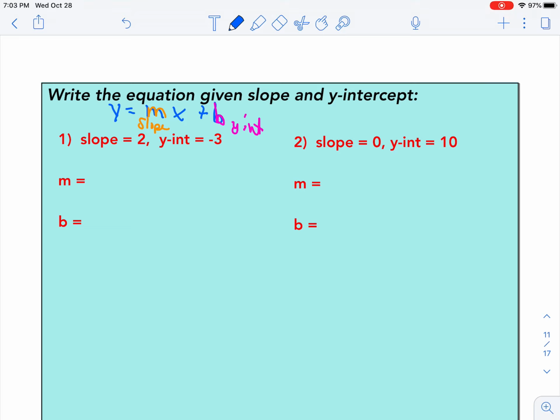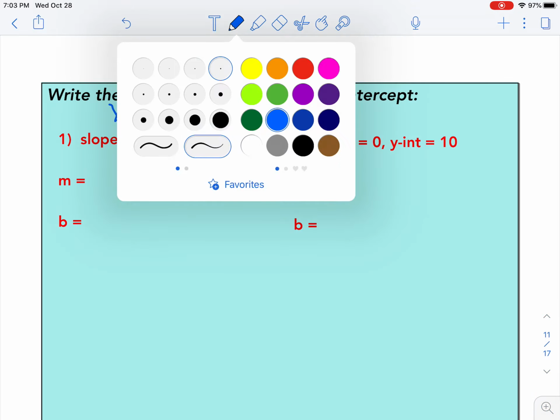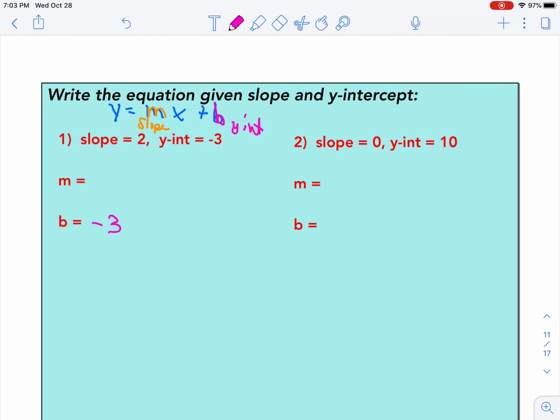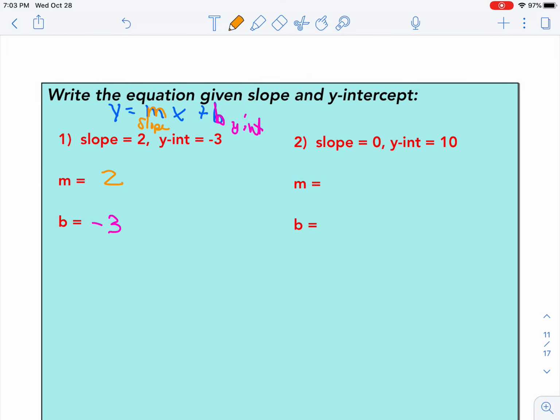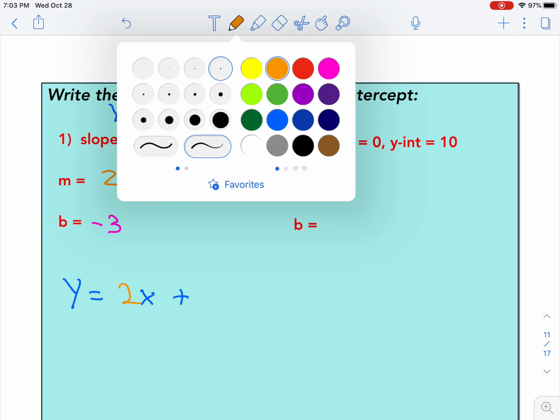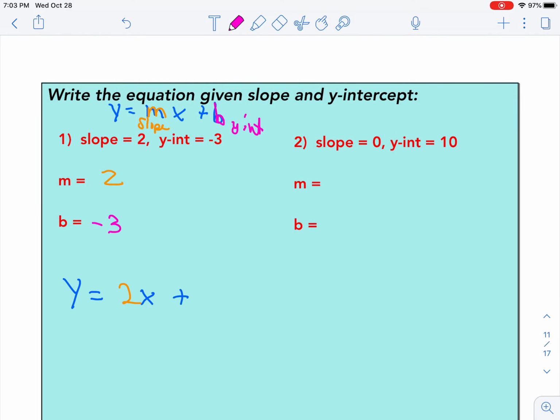So all we have to do to write the equation is go ahead and pick out, we already have our slope, we already have our y-intercept, so we can plug them in. So this is -3, I'm just rewriting them here. And our slope is 2. So to write the equation, I'm going to write y equals mx plus b. Again, my m, my slope is 2, and my y-intercept is plus my y-intercept, which happens to be -3. And I don't need that plus in there, but it's fine to include it.